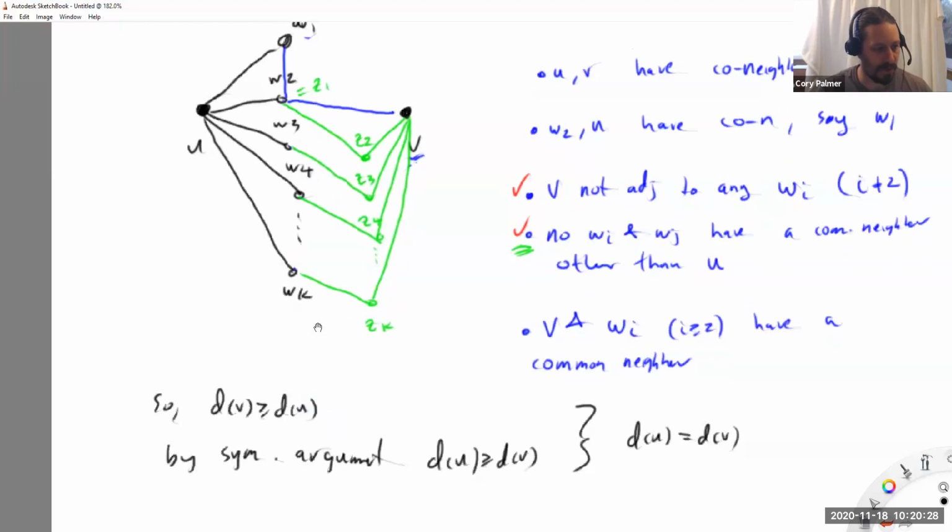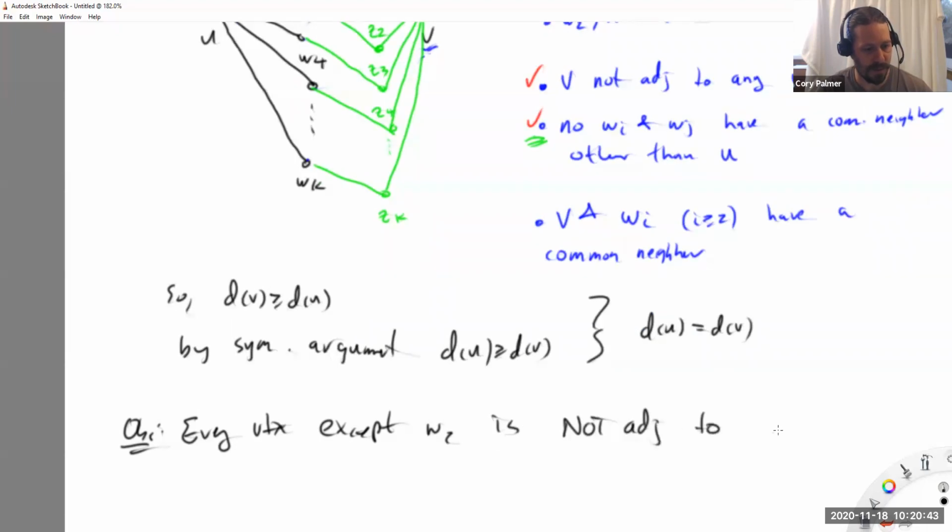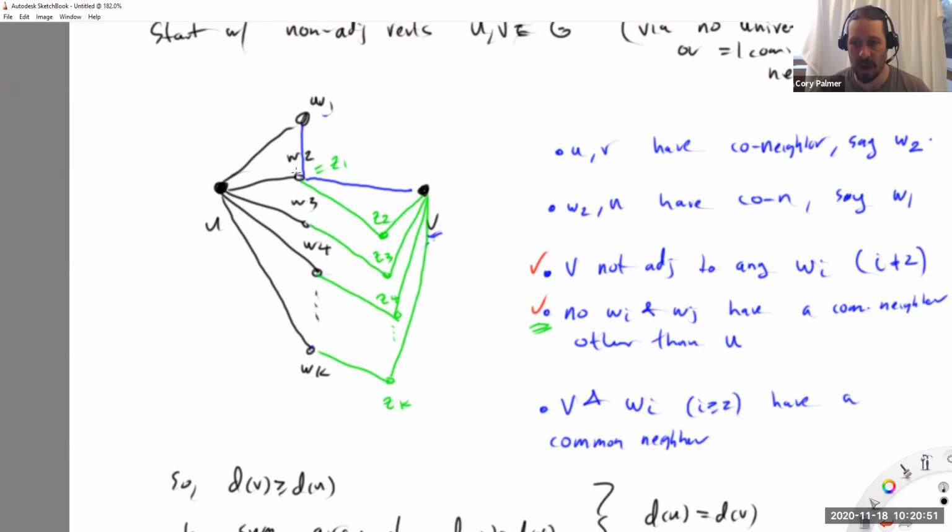But now observe that every vertex except W2 is not adjacent to U or V, one or the other, because they have exactly one common neighbor. There's no other vertex adjacent to both U and V simultaneously. So every other vertex is non-adjacent to one or the other, and therefore has the same degree as the one that it's not adjacent to. So that means every vertex except for possibly W2 has the same degree, K.